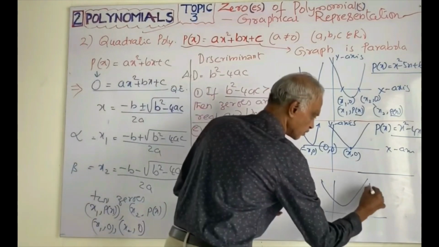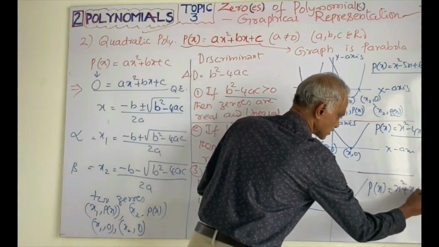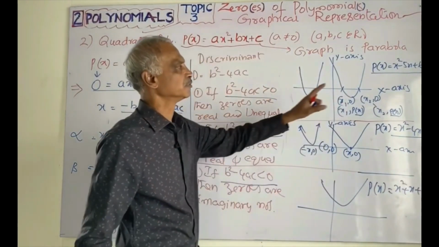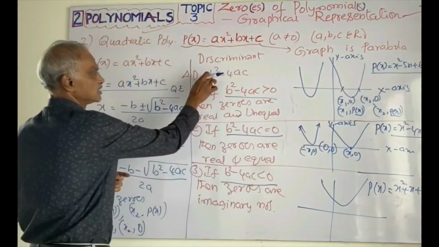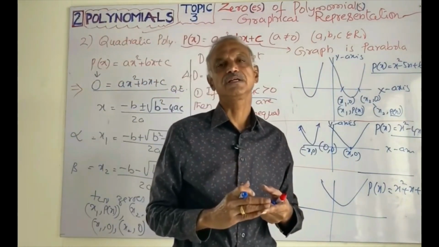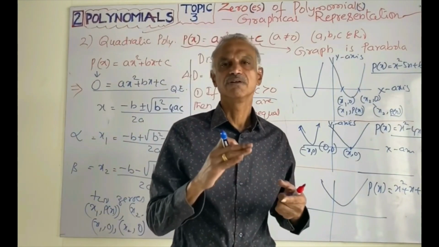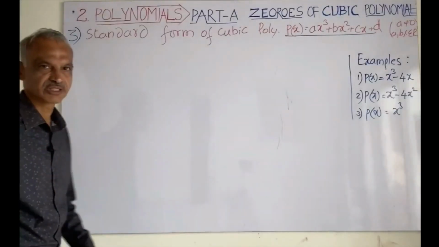I will take an example for this one: P of x is equal to x square plus x plus 1. To draw any graph, first you have to find the discriminant, that is b square minus 4ac. First you have to check whether you get two zeros, 1 zero, or it does not touch the x-axis any way.